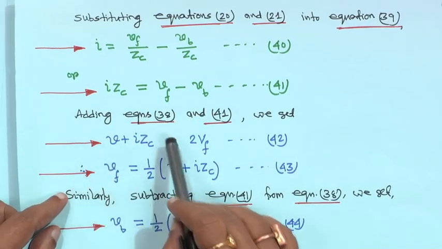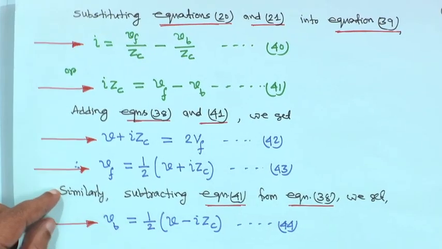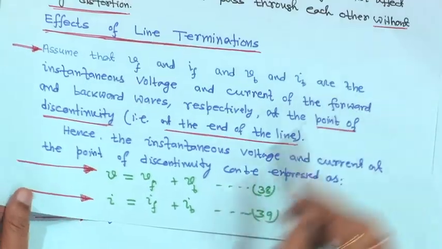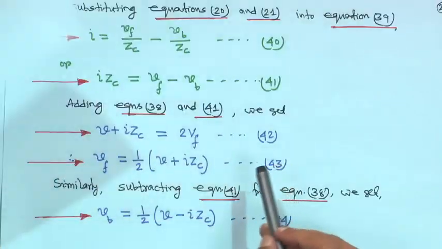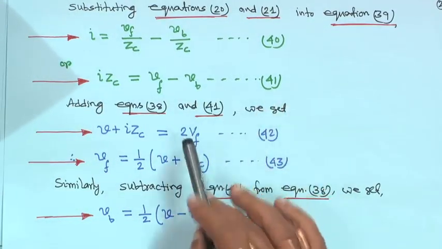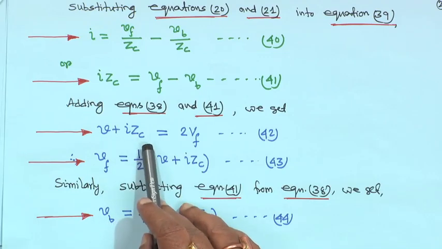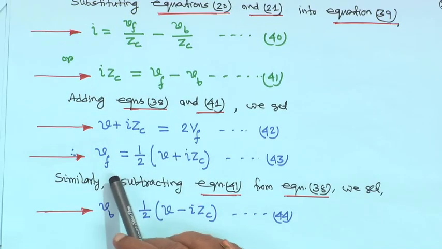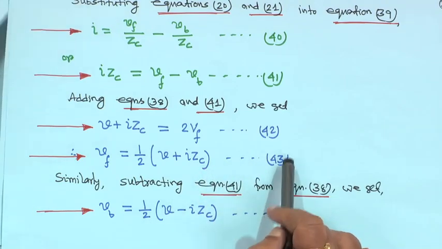Next, you add equation 38 and 41. This equation 38 is V is equal to Vf plus Vb, and this equation 41 you add. If you do so, you will get V plus I Zc is equal to 2 Vf. Therefore, Vf will be half of V plus I Zc. This is equation 43.